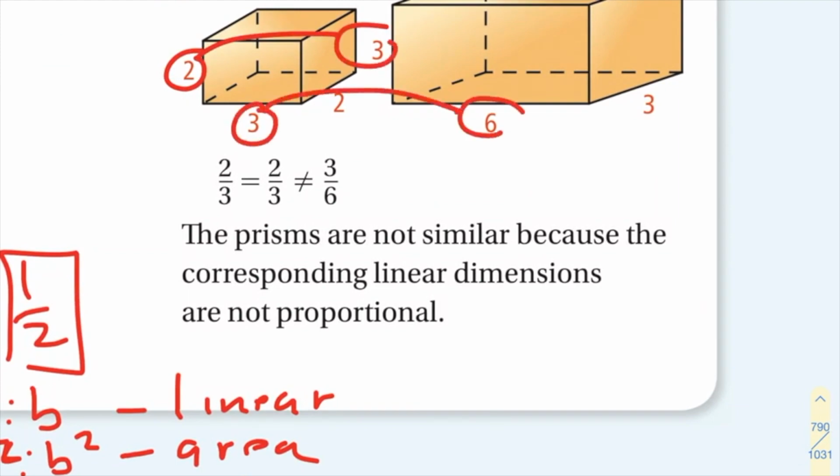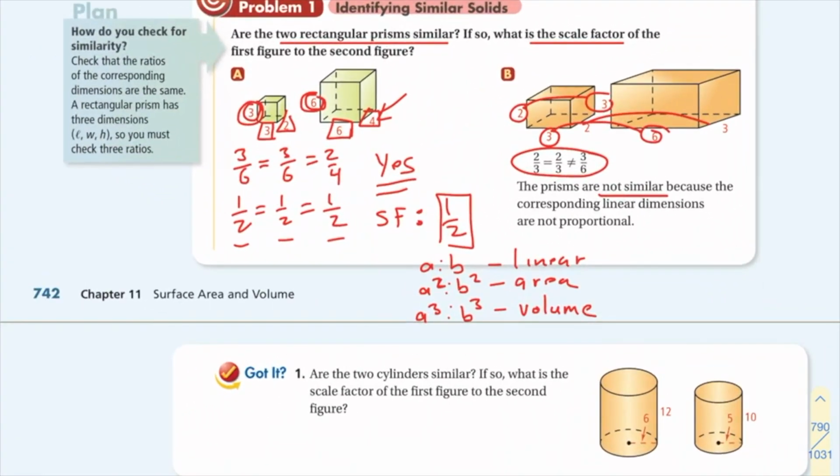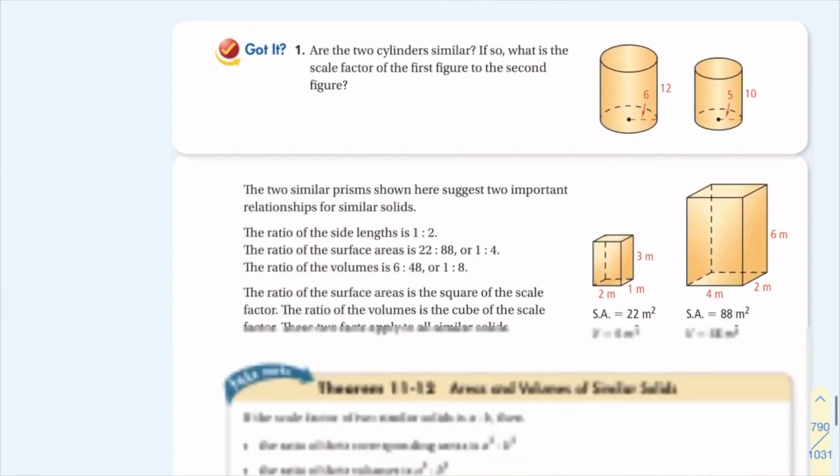Moving on to this next example, you can see that as we compare corresponding sides and write ratios, they all don't simplify down into the same fraction. Therefore, it's not similar. Okay.